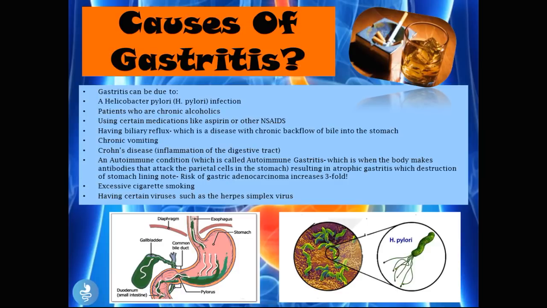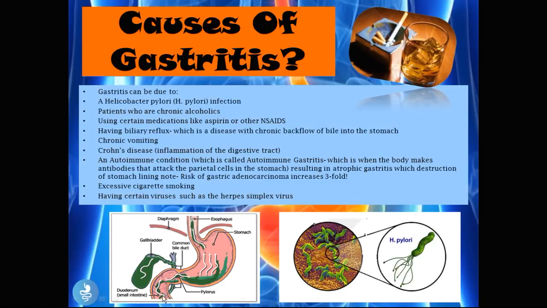And something to note here is that people who suffer from autoimmune gastritis have a 3-fold increased rate of developing an adenocarcinoma. So that is gastric cancer. So that is something to keep in mind. Continuing with the causes for gastritis, we can also have excessive cigarette smoking and having certain viruses such as the herpes simplex virus, which can lead to gastritis.